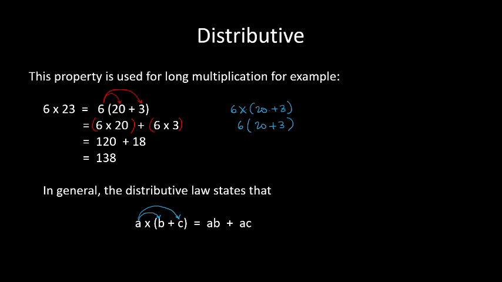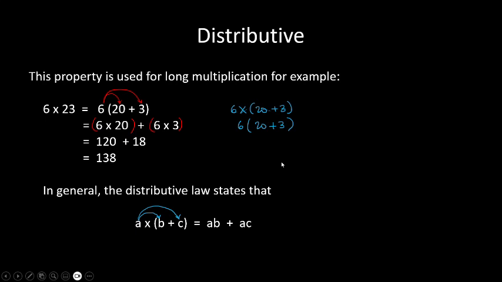Distributive law. This property is used for long multiplication. For example, 6 times 23. If you multiply 6 by 20 plus 3, which is in brackets, and you distribute that multiplication across the addition sign, you will get 6 times 20 plus 6 times 3 to give you 120 plus 18, which gives you a total of 138. Please note that 6 times 20 plus 3, that is in brackets, is also the same as writing 6 open bracket 20 plus 3.